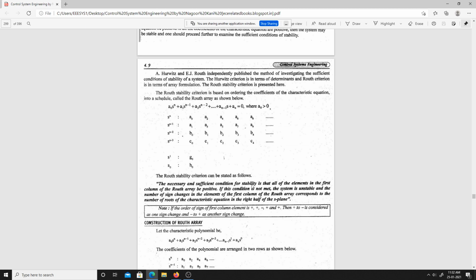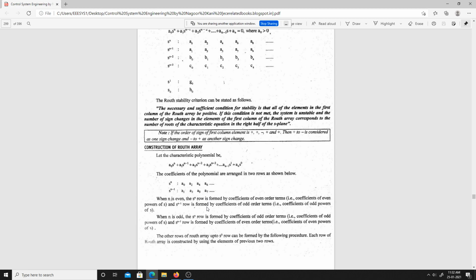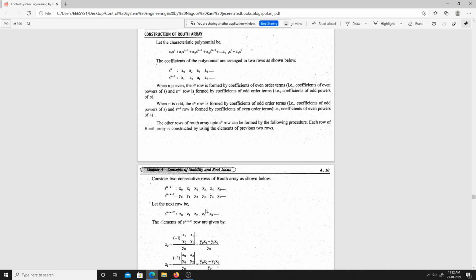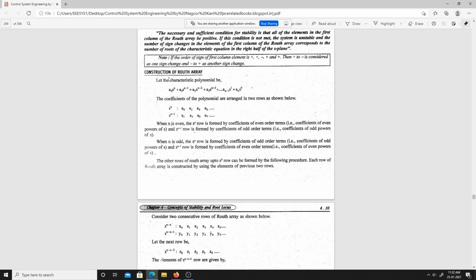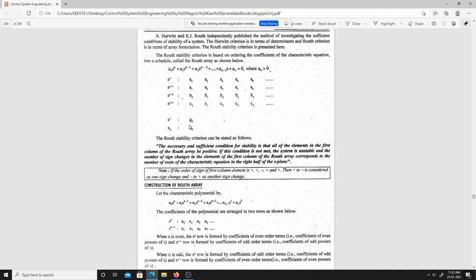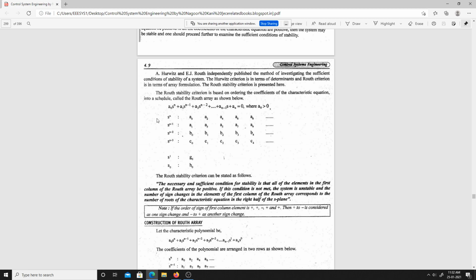Now how are we going to construct this third row? Now we will discuss. Our main job is to find this b naught. So for finding this b naught, see here. Like that, we just keep on constructing this. Finally, we are supposed to construct the array up to s power 0. So now after constructing the array, how can we find out whether the system is stable?